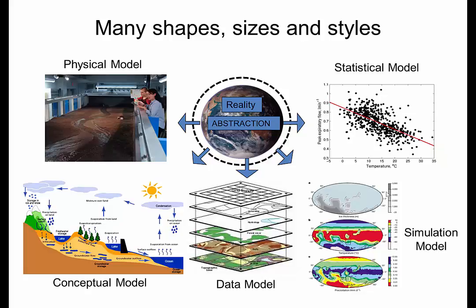So we can have physical models like this flume, river flume, chamber, sand, gravel, run water down it, model how rivers flow through that text. We can develop things like conceptual models. This one, the water cycle. Data models, GIS data model. Statistical models, linear regression. Simulation models, climate simulation. They're all simplifications of the world.